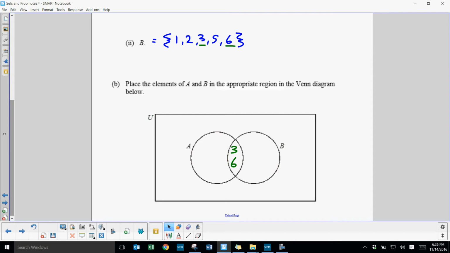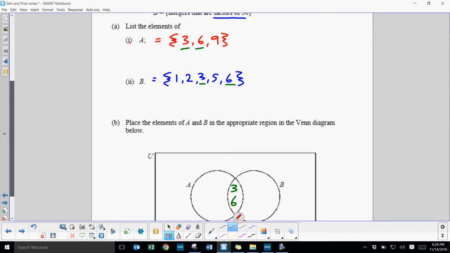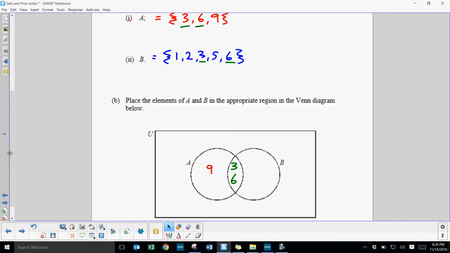Then try to think what else is in A that's not in this intersect, and it's the number 9. So A needs to include the number 9. What's in B that's not part of the intersect? You can see it's 1, 2, and 5. So 1, 2, and 5 has to go in the only B section.